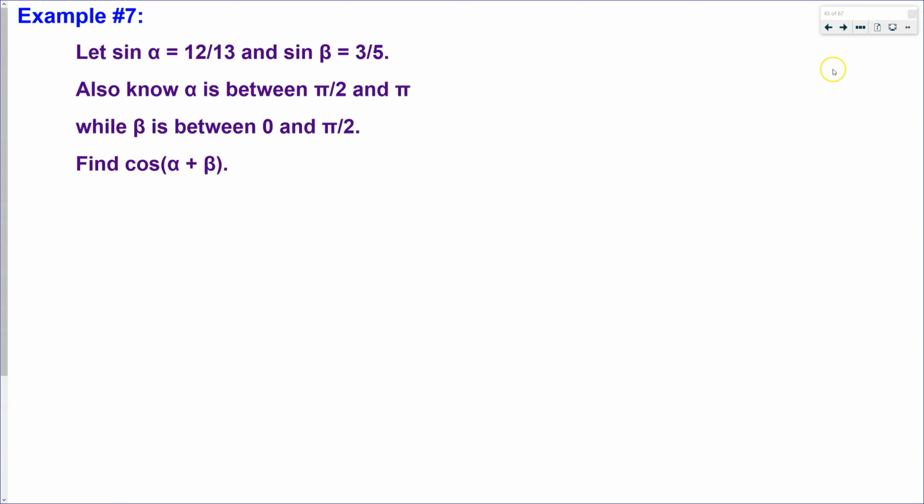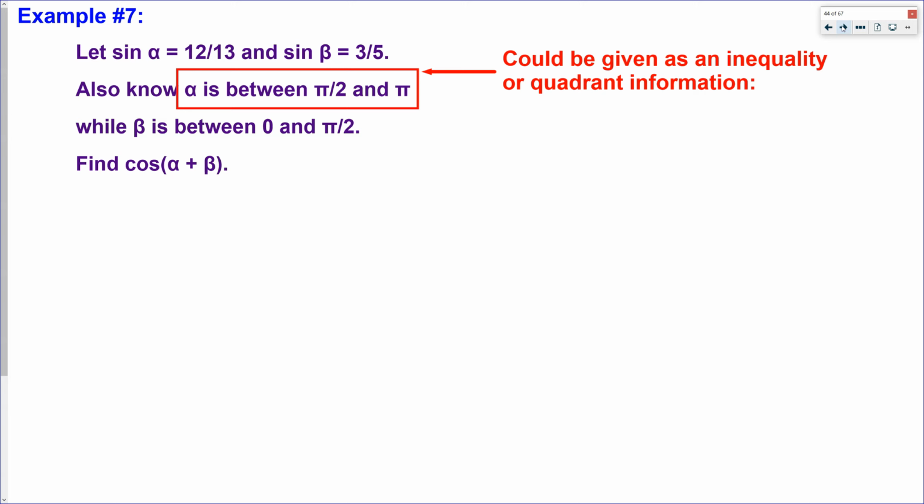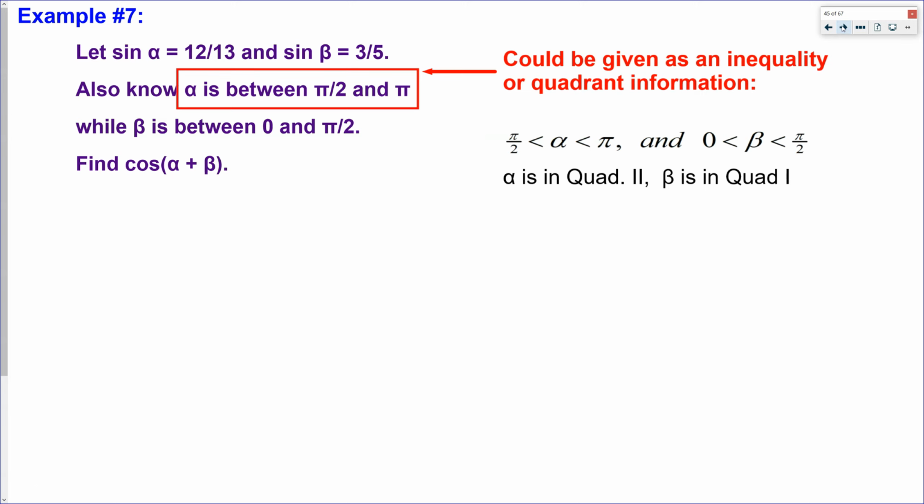Now, before I get into the rest of this problem, I just want to point out that this information right here could have been told to us slightly differently. They like to use inequalities pretty frequently, and sometimes they'll just straight up tell you, hey, it's in quadrant 3 or quadrant 4 or whatever it may be. But our job is to go ahead and calculate this. So we're going to need to know everything there is to know about each of these angles, because within that formula, there's sines and cosines of both angles. So we're going to need to know everything about alpha and beta.